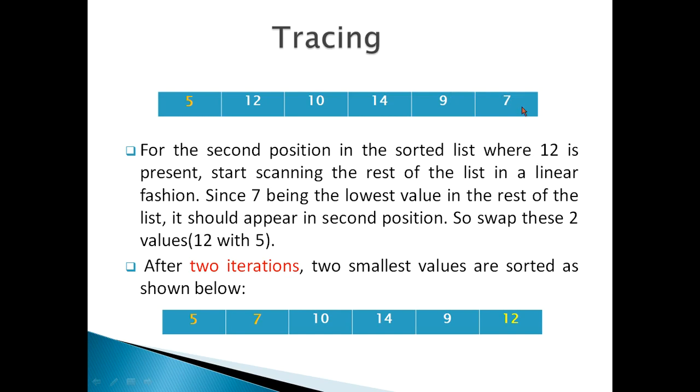So what we have to do? A direct swap between 7 and 12. But it is not going to happen directly, it is going to happen one after the other sequentially. So 12 and 7 are swapped. Look at this, after 2 iterations, 5, 7, 10, 14, 9, 12. So where do we have 12 here? This is a swap. So now this is our sorted array. 10, 14, 9, 12 is left.